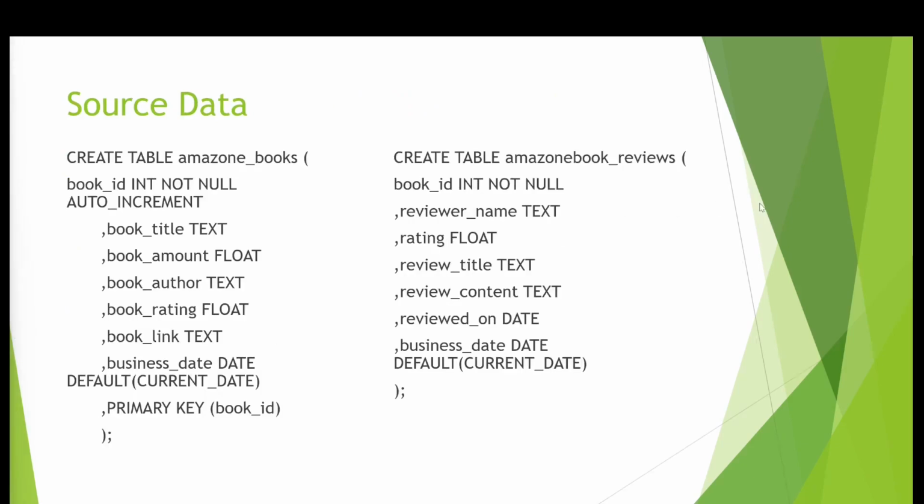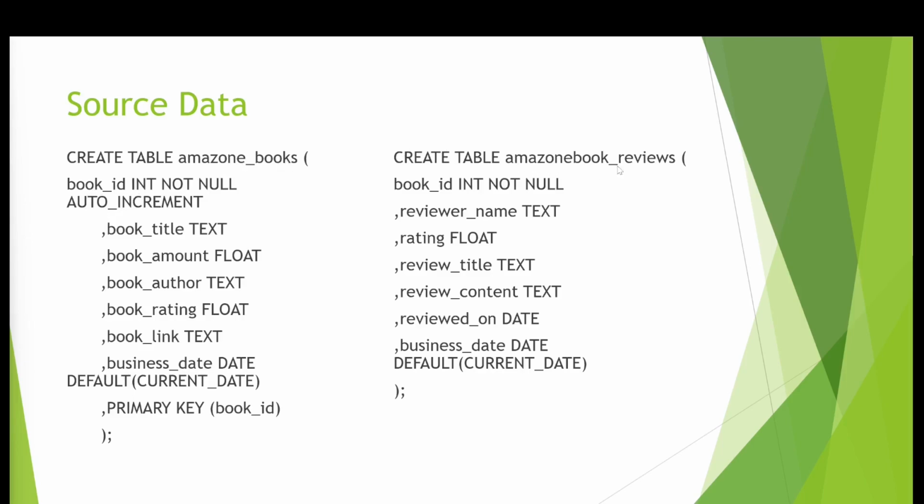In the MySQL database, that's nothing but the source data, we will be migrating two tables: Amazon Books and Amazon Book Reviews. Columns for Amazon Books are book ID, book title, book amount, book author, book rating, book link, and business date. The primary key for Amazon Books is book ID.